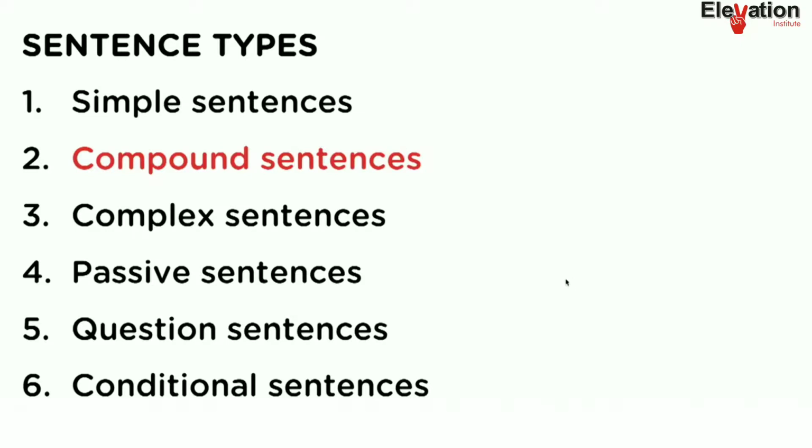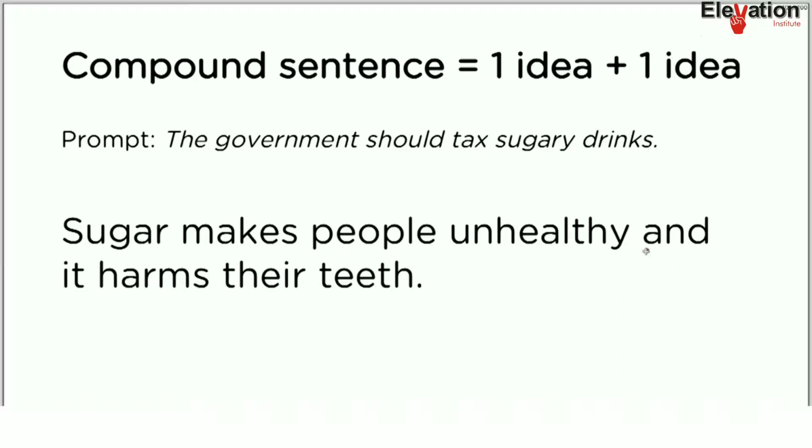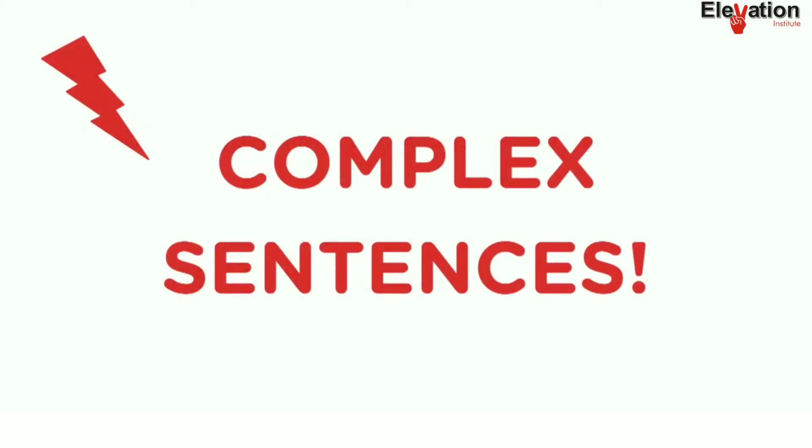So let's look at compound sentences. Compound sentences are when you have one idea plus another idea. For example, let's say the question prompt again is government should tax sugary drinks. You say sugar makes people unhealthy and it harms their teeth. So here we're using a conjunction like and, for, yet, but, so, or nor. There are a few different conjunctions or different ways that you can create a compound sentence. Fine. These ones though are the critical ones.